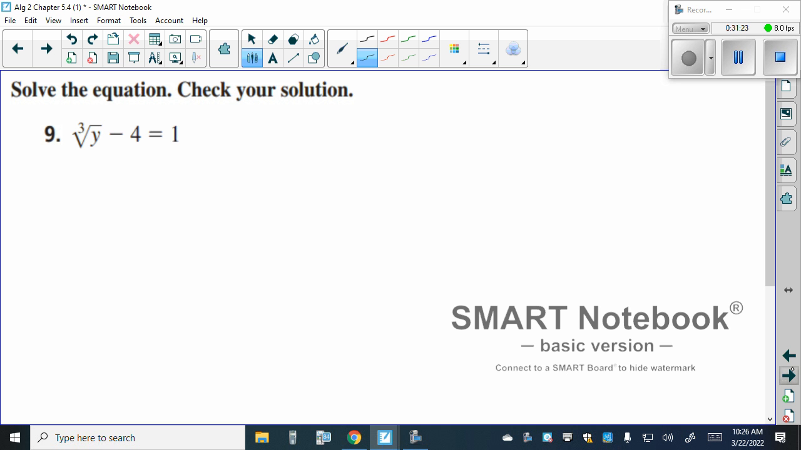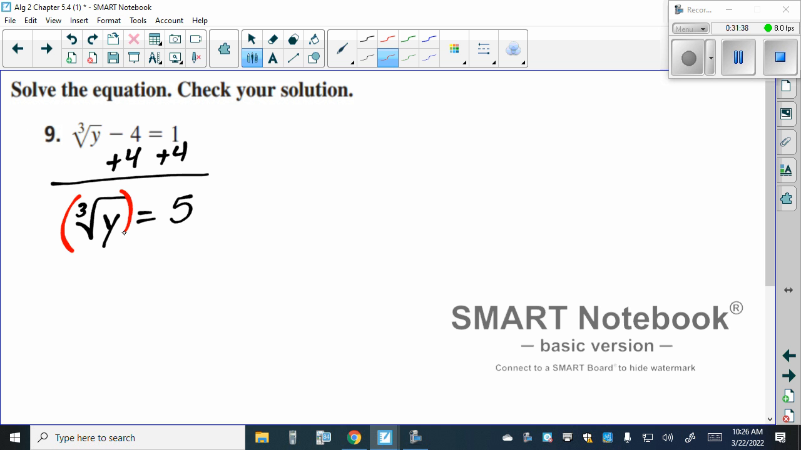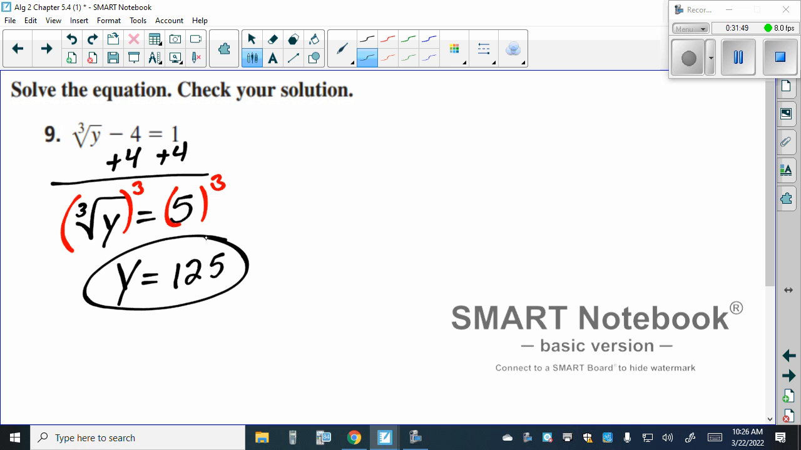What would we do for this one here? I'd start off by adding 4 to both sides, which will just tell us that the cubed root of y is 5. Then we would cube both sides. Now with odd roots, the number inside of it can be negative, because we can take the cubed root, or the odd root, of a negative number. That's fine.